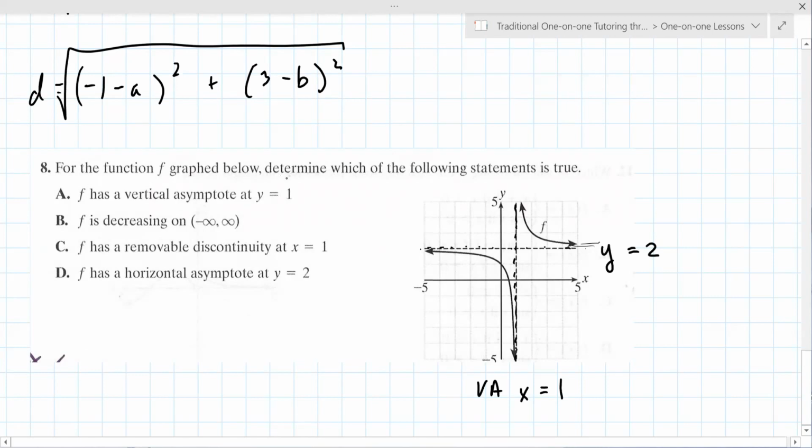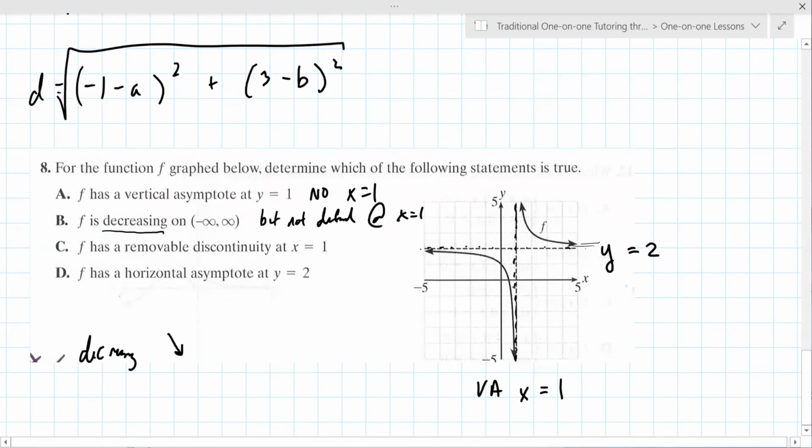F has a vertical asymptote y equals 1. This is no, because it's x equals 1, not y equals 1. Decreasing means it's going down and to the right. So see how it's going down and to the right? You might think that's true, but it's not defined at x equals 1 because there's nothing going on there. So that one's not true.